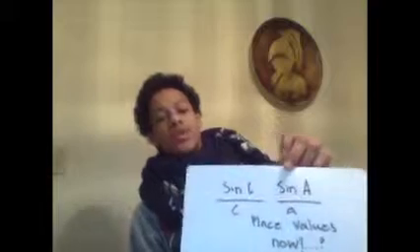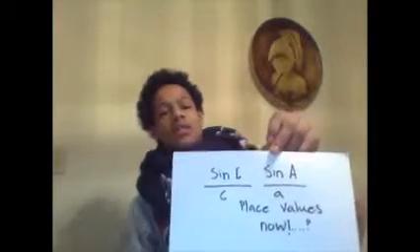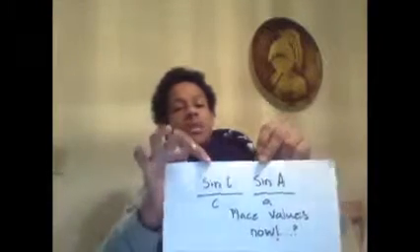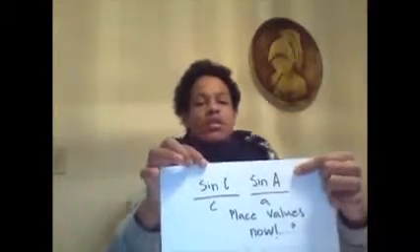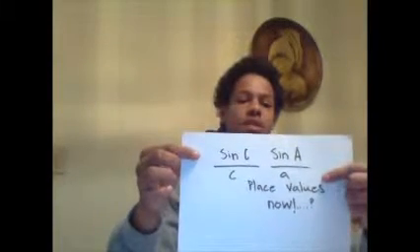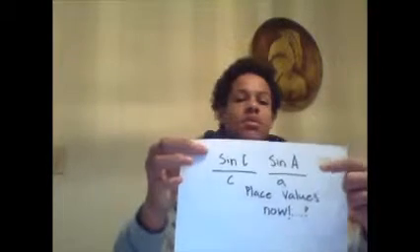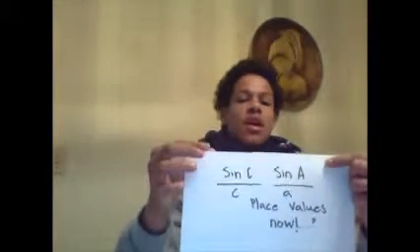In this case, we are going to use sine A over A. Sine A is the angle, as you can see, and then A is the side. Sine C is the angle, and C is the side. The sides always go on the bottom, and the angles always go at the top. Keep that in mind.